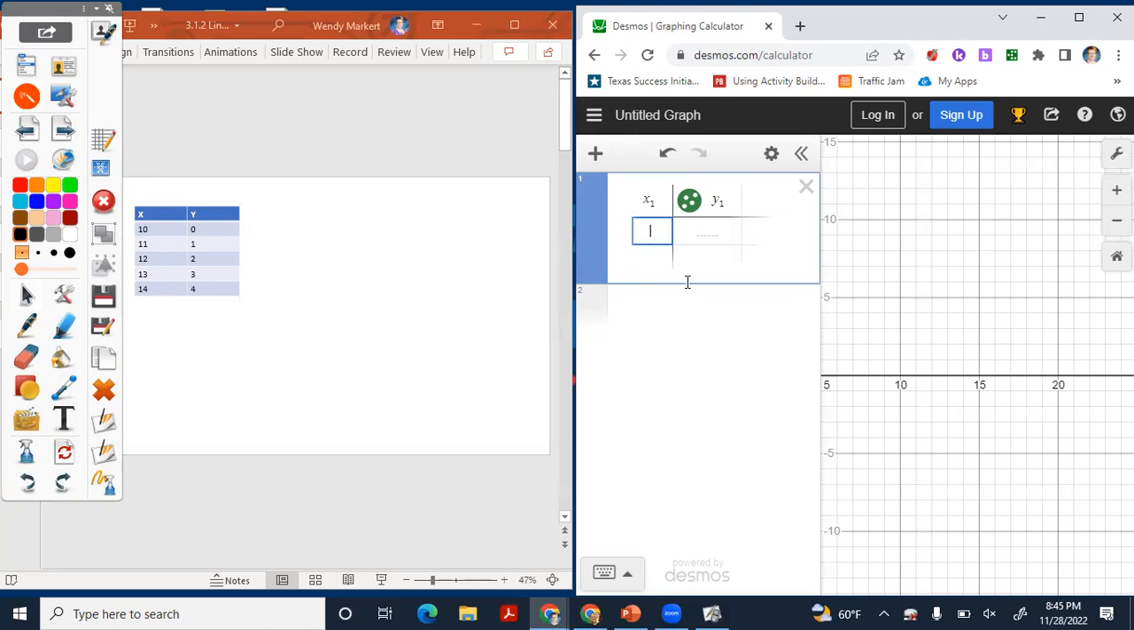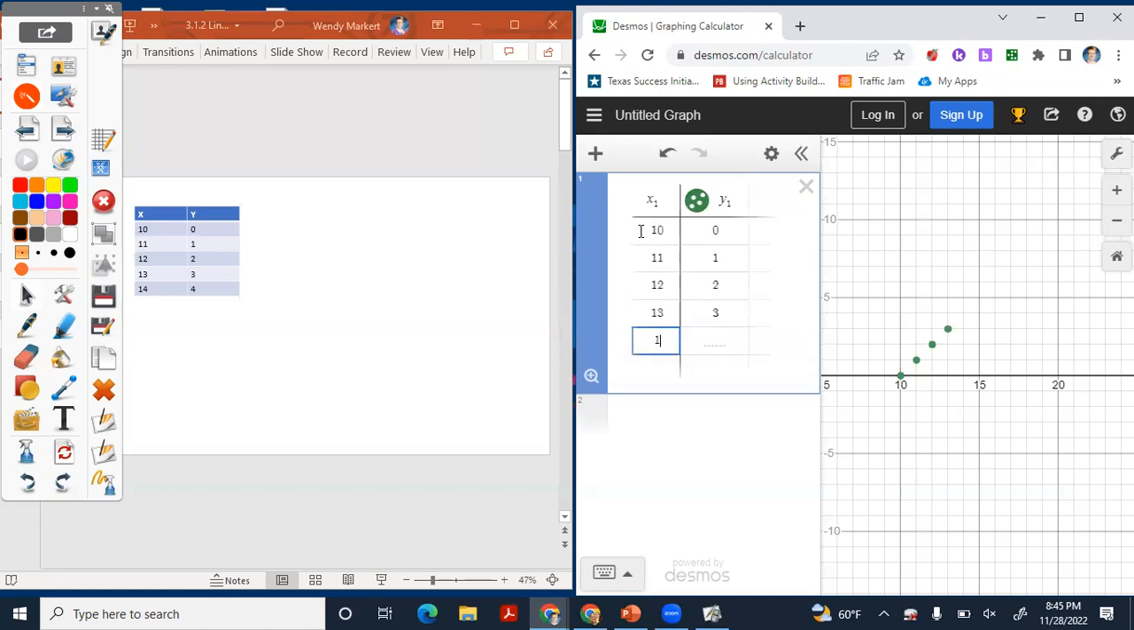So I've got an XY table. Desmos puts subscripts. I have X sub 1, Y sub 1. But I'm going to type in my rows. So 10, 0, 11, 1. We can see Desmos is graphing the points as we enter them. 12, 2, 13, 3, 14, 4. So there are my 5 points, and it does look very linear.